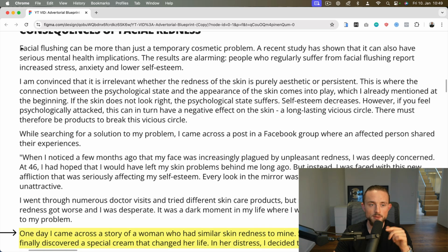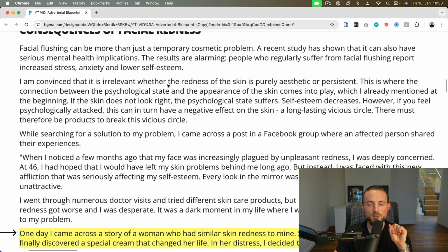So here you can see facial flushing can be more than just a temporary cosmetic problem. A recent study has shown that it can also have serious mental health implications. So we not only talk about the problem, but we talk about the underlying, deeper, bigger problem, right? Problem number one, facial redness. Problem number two, that's way bigger and way deeper, mental health implications. The results are alarming. People who regularly suffer from facial flushing report increased stress, anxiety, and lower self-esteem.